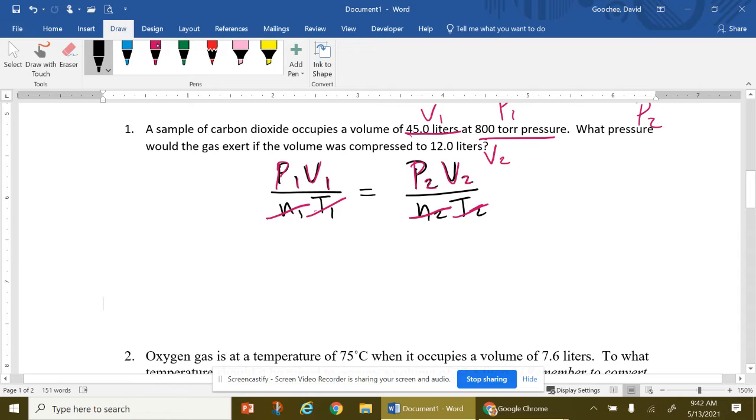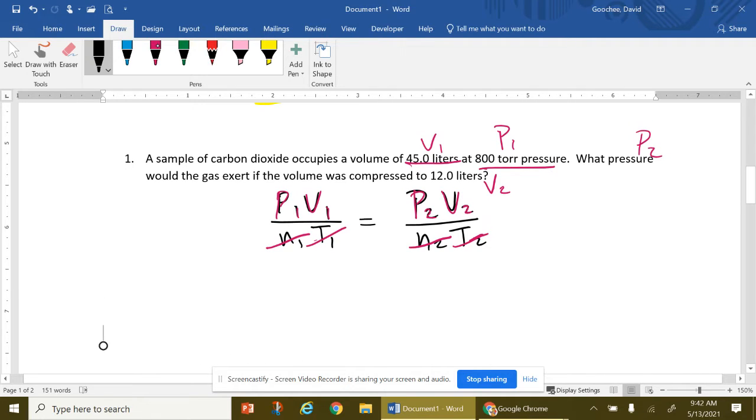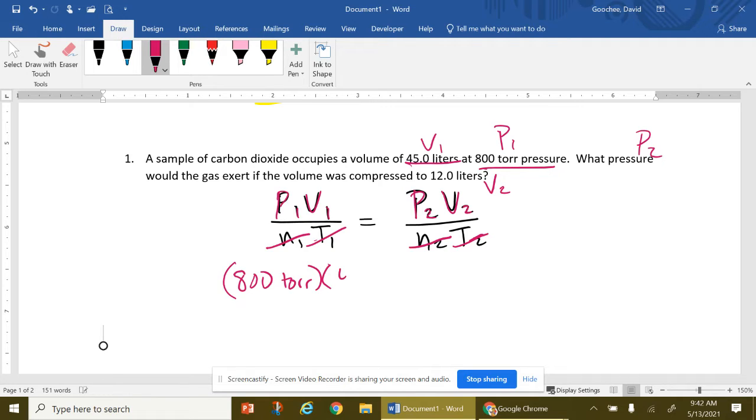So let's plug in the values now. The initial pressure is 800 torr. The initial volume is 45 liters. The final pressure, we don't know, we've got to find it. So it wants us to figure that out. And the final volume is 12 liters. So we're trying to find the final pressure here. Now, guys, we're getting it by itself, which means we just have to undo what's being done to it. Currently, the pressure is being multiplied by 12 liters, so we just have to divide it by 12.